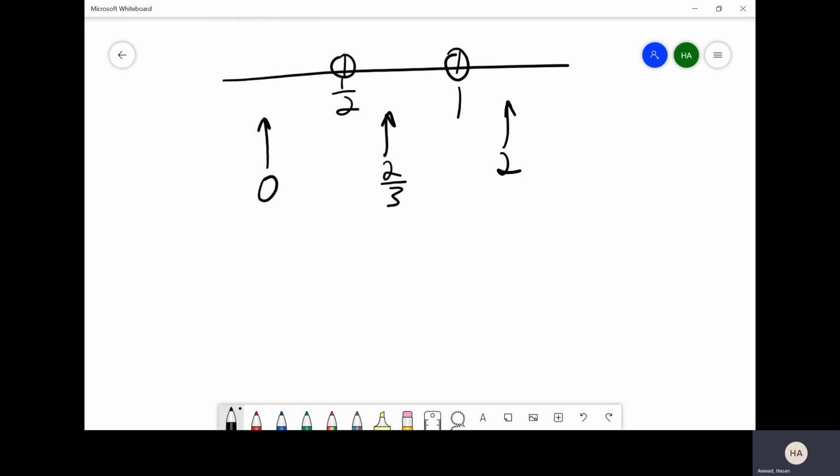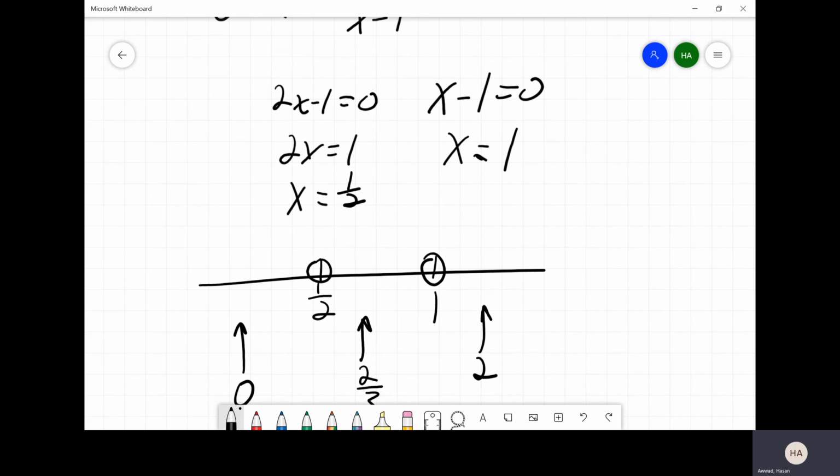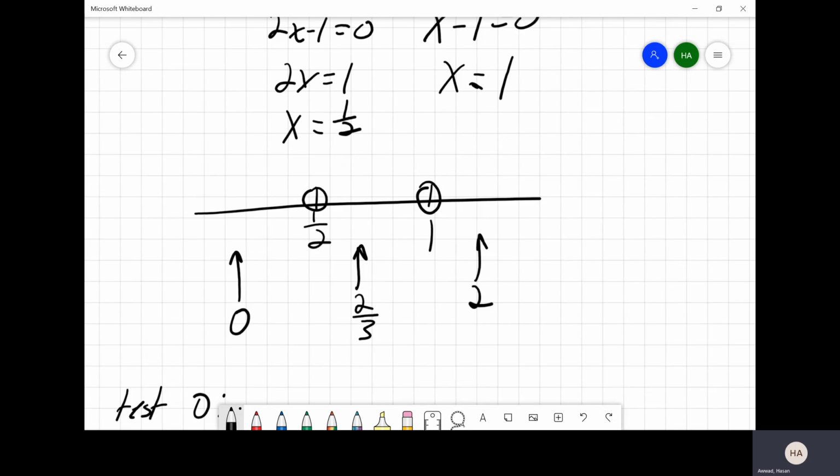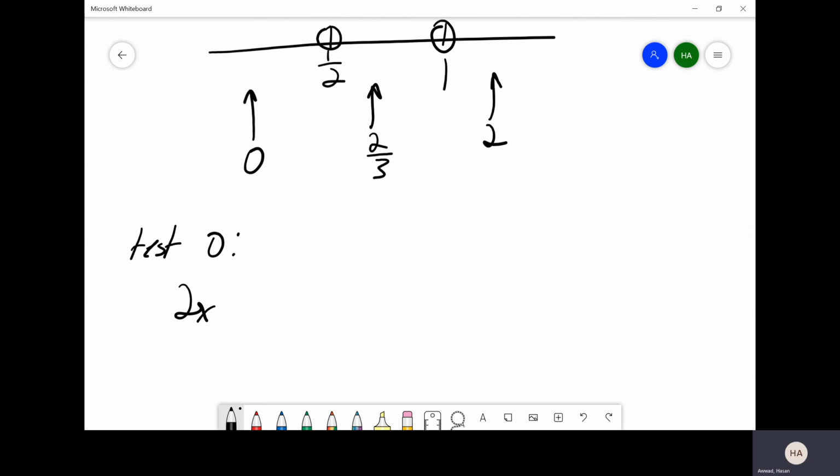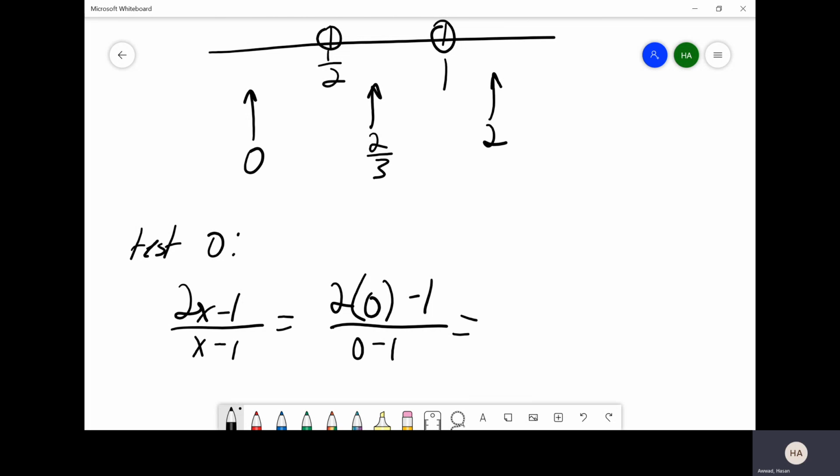So we test. We have test for 0. And testing 0, we have 2x minus 1 over x minus 1. And we're plugging in 0, so we get 2 times 0 minus 1 over 0 minus 1. And this is going to be 2 times 0 is 0 minus 1 is negative 1. 0 minus 1 is also a negative 1. So we have a negative over a negative. We know that they cancel in pairs, so it's positive.